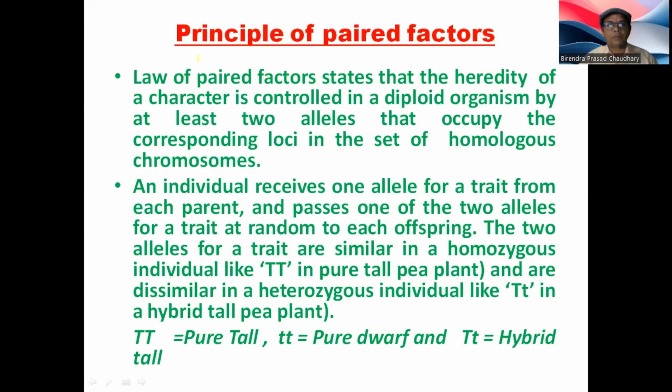Now here, let us see the principle of paired factor. The law of paired factor states that the heredity of a character is controlled in a diploid organism by at least two alleles that occupy the corresponding loci in the set of homologous chromosomes.